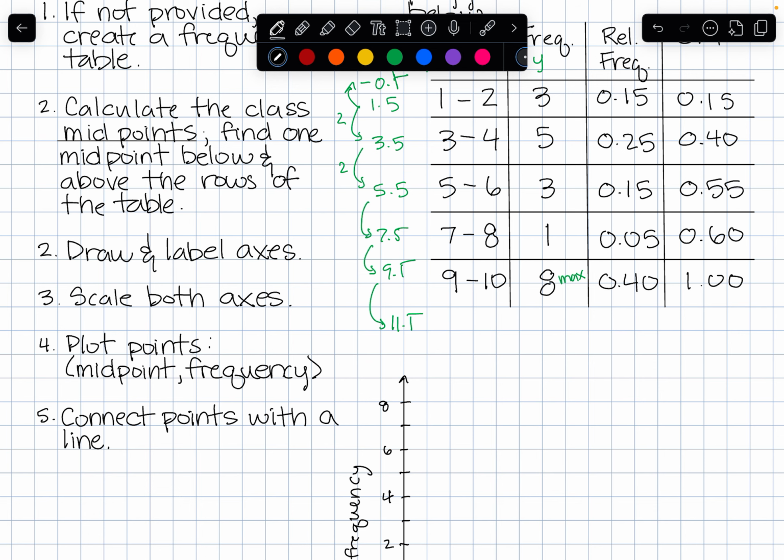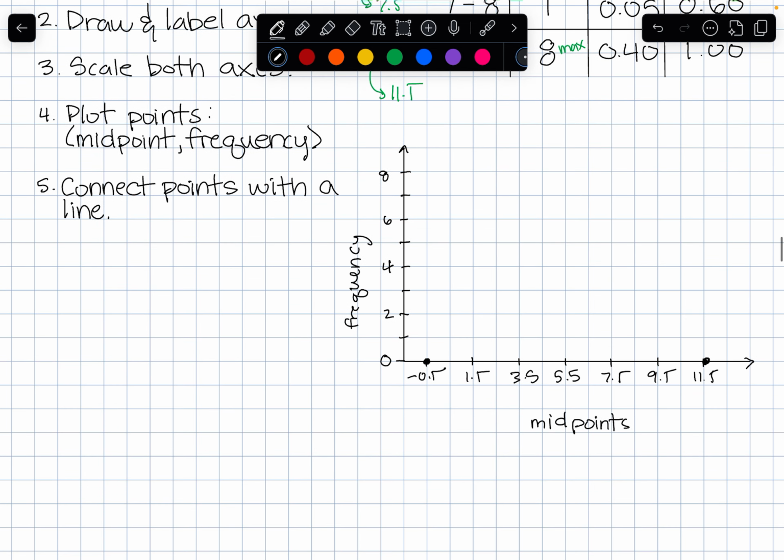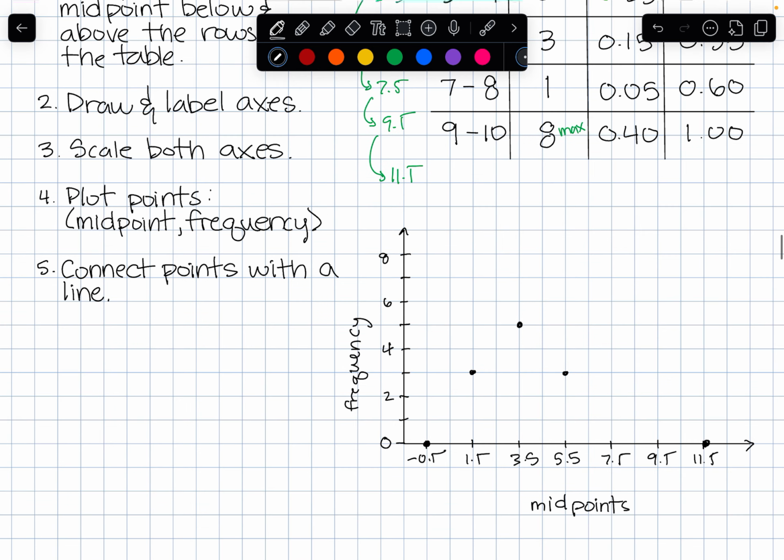We're going to go ahead and do the ones that are, starting with 1.5 and 3. And then we had 3.5 and 5. And then we had 5.5 and 3, 7.5 and 1, and 9.5 and 8. The fifth step is, now that I have those dots, I'm going to play connect the dots, just like we did with a line graph.